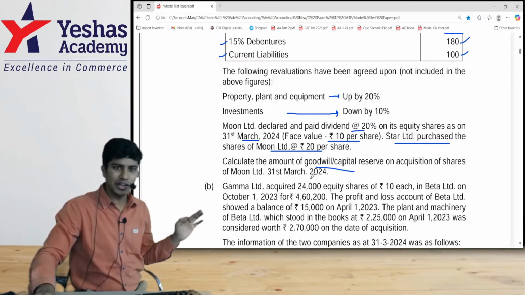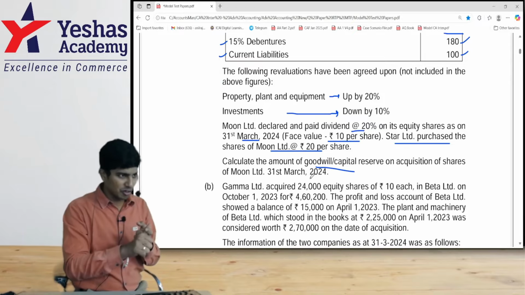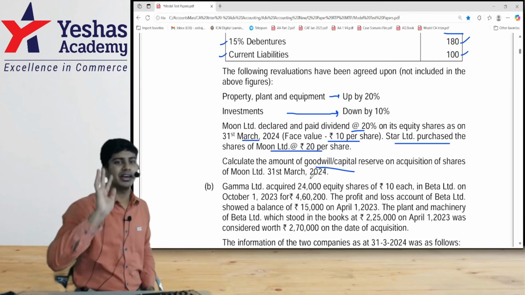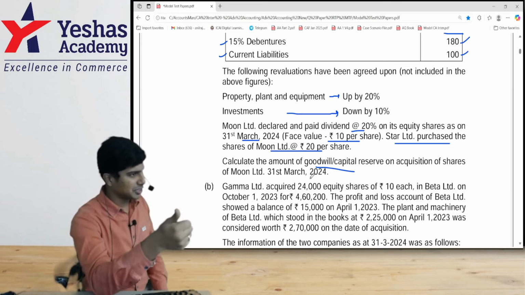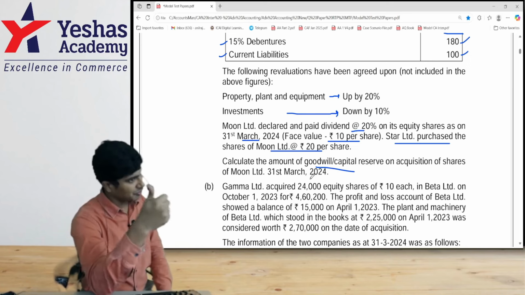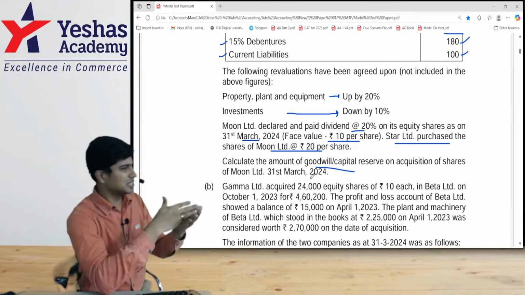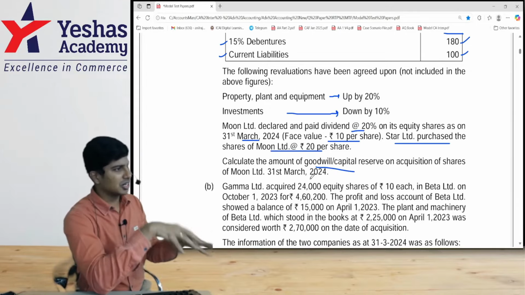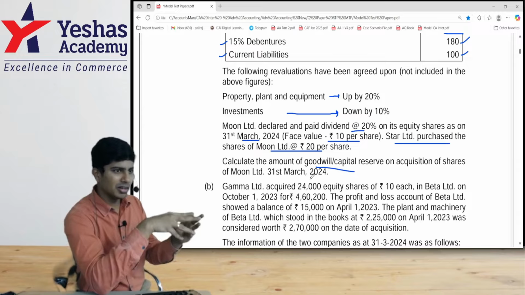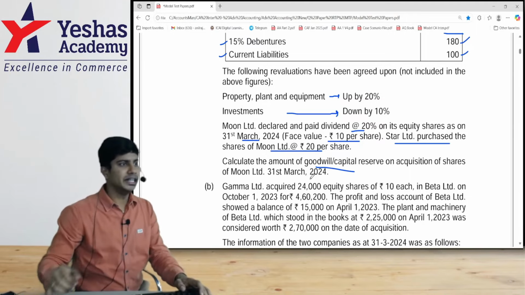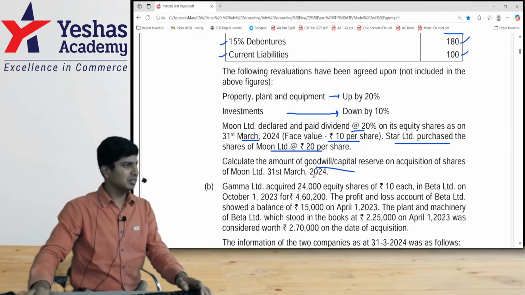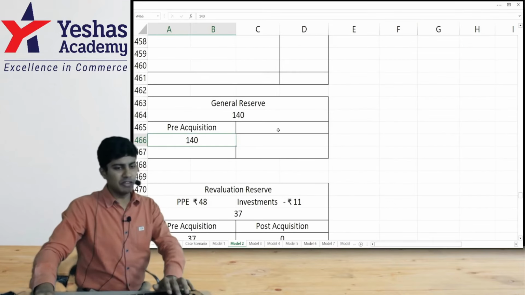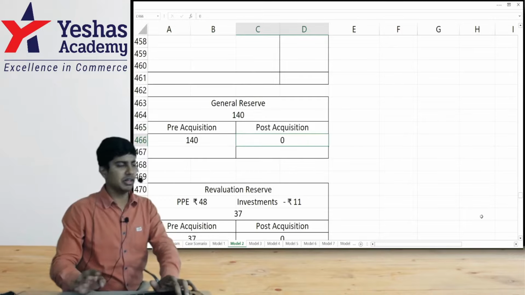No. So you know what we are doing actually? We acquired shares on 31st of March. We're doing consolidation on 31st of March only. The same year, we bought the shares and we're doing consolidation. So there is nothing post. Everything is pre. You bought and you're immediately doing consolidation. Quite unique, no? Simple, not many complications, but slightly unique from the earlier questions. Post acquisition will be zero.